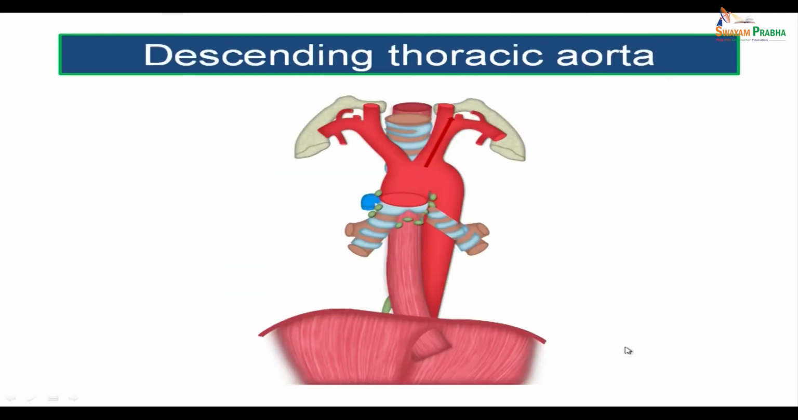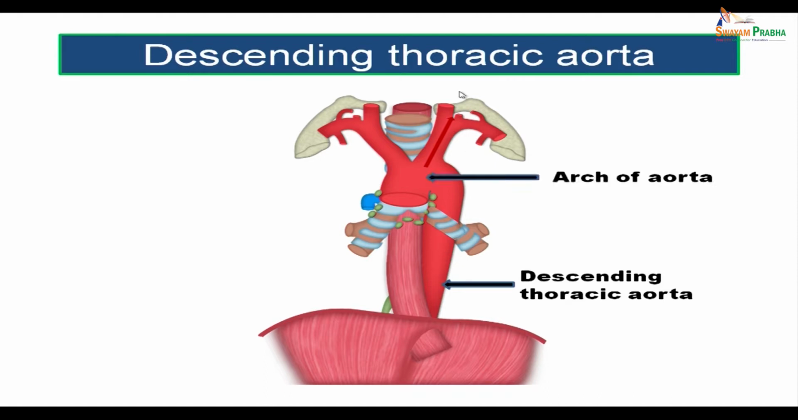Next, going on to the descending thoracic aorta, which is the continuation of the arch from the level of the lower border of the fourth thoracic vertebra. This descending thoracic aorta will continue from the lower border of the fourth thoracic vertebra till the 12th thoracic vertebra. You find the descending thoracic aorta lying within the thoracic cavity in the mediastinum. Now, this is the arch of aorta which is continuing as the descending thoracic aorta. This is the trachea. You can see the trachea bifurcating here and the left bronchus crossing in front of the descending thoracic aorta.